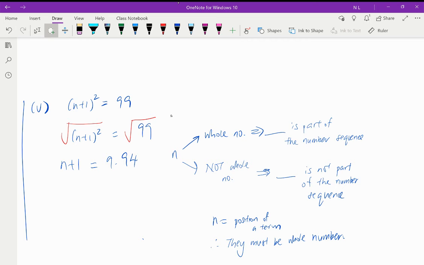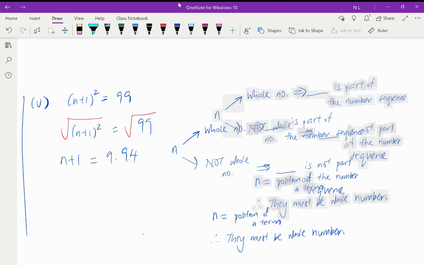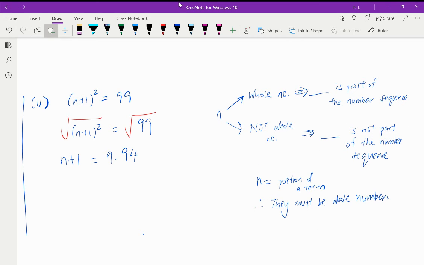Okay, so let me shift things around. So this is what I was talking about just now. When n is a whole number, that means this particular number is part of the number sequence. But when n is not a whole number, that means this number here is not part of the number sequence. Why? Because n is the position of the term, so it must be a whole number.